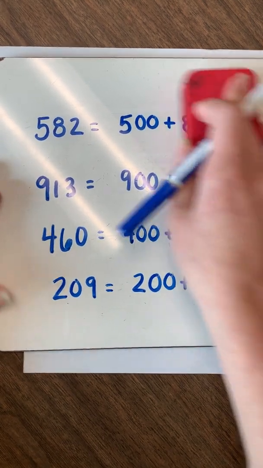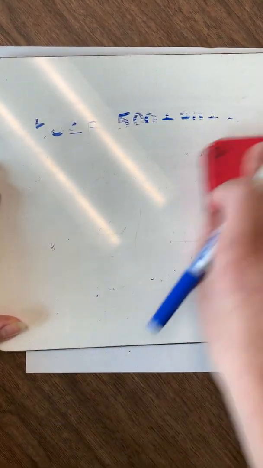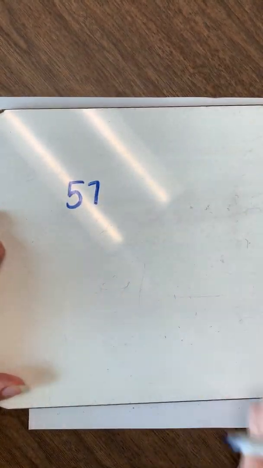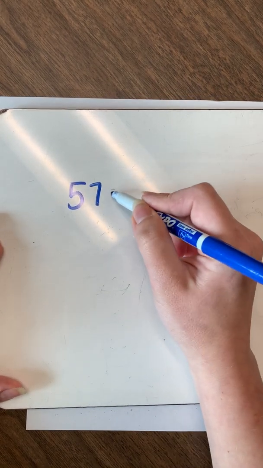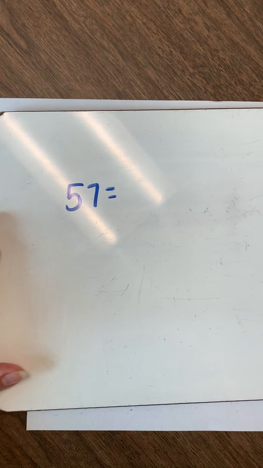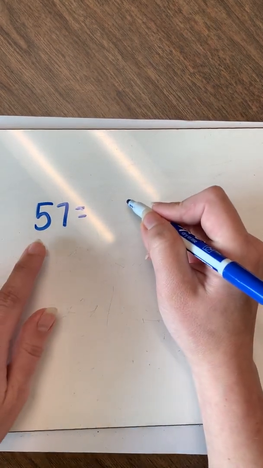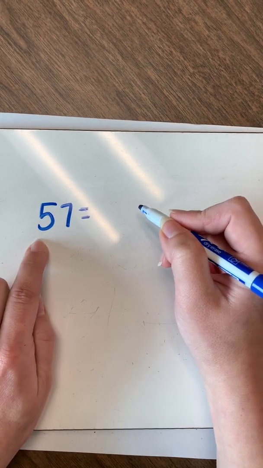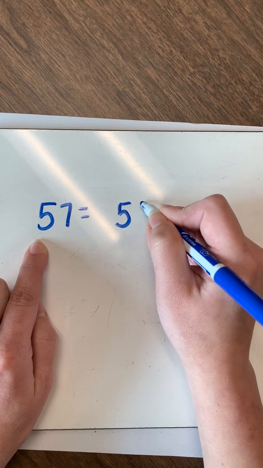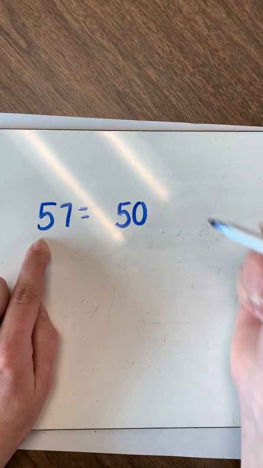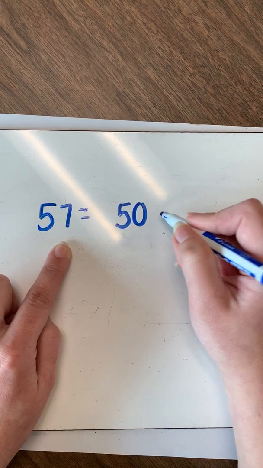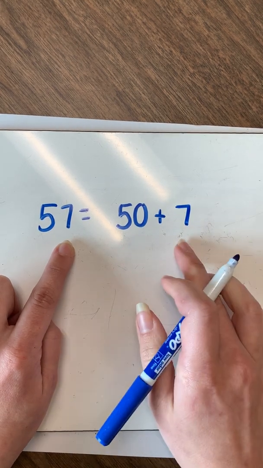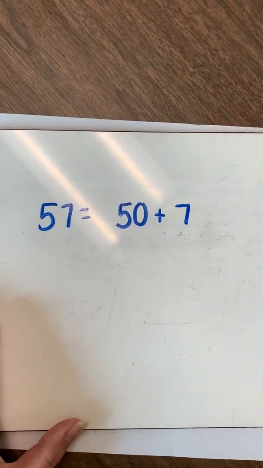One more, my friends. 57. How do we write that in expanded form? This one is our tens place, not our hundreds. 57. We have 5 tens, so fill in your 0. And how many ones? 7. 50 plus 7 is 57.